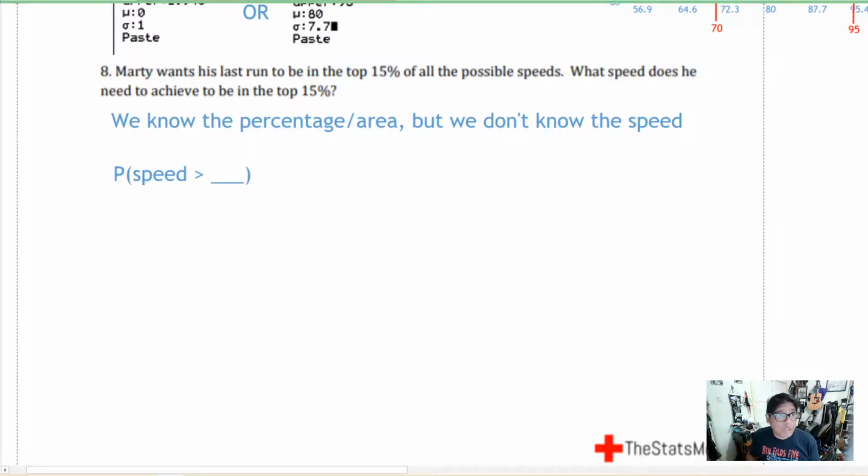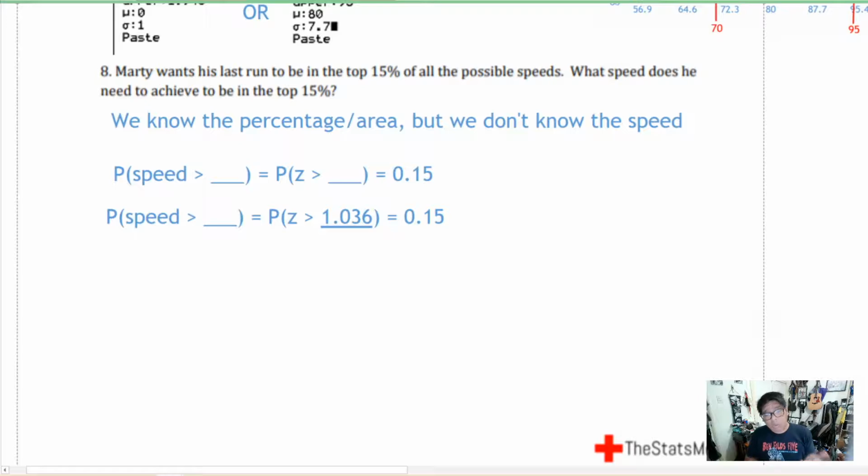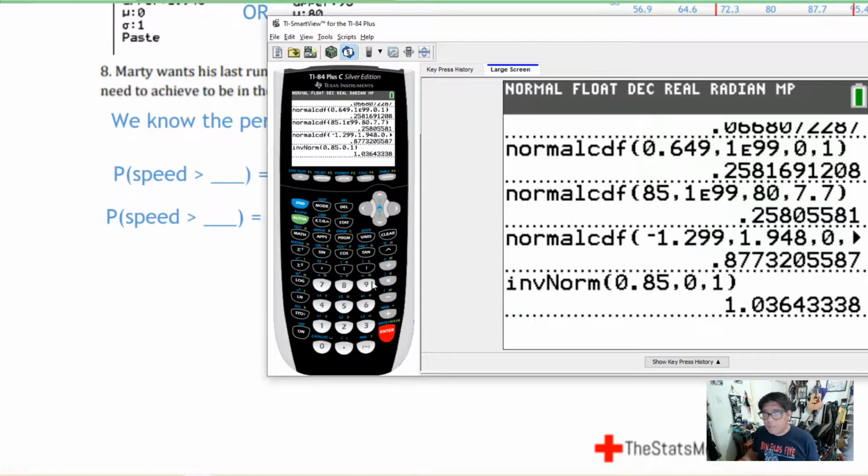Now when we write this, we're going to leave blanks in our statement. So the proportion of speeds greater than some unknown number is equal to the proportion on the z-curve that's greater than some unknown number, and that's equal to 0.15. So we can fill in these numbers now using what we just found out on the calculator. Now the z-score was 1.036.